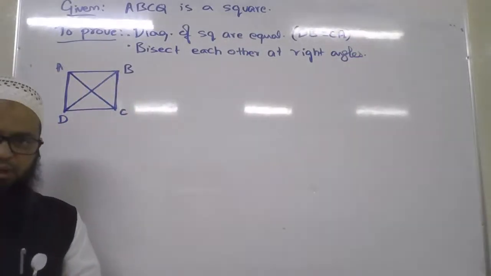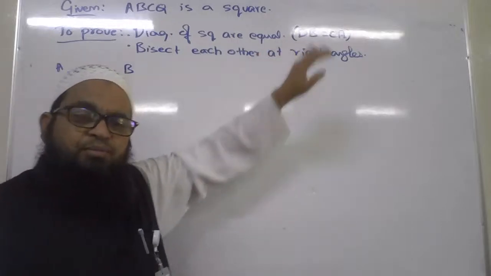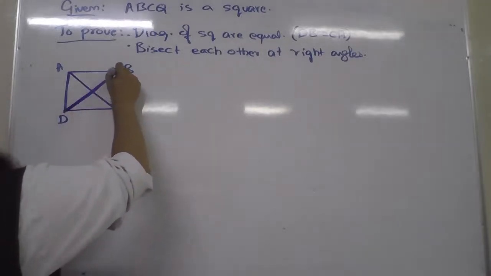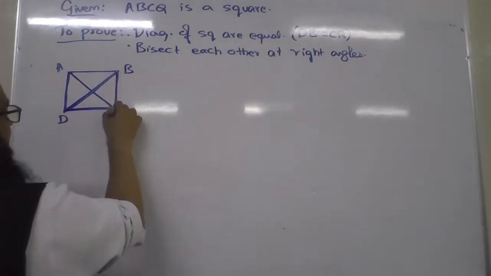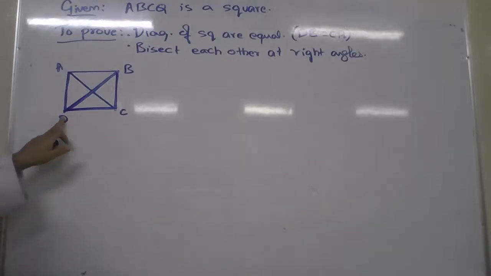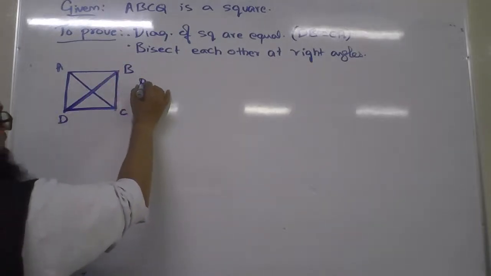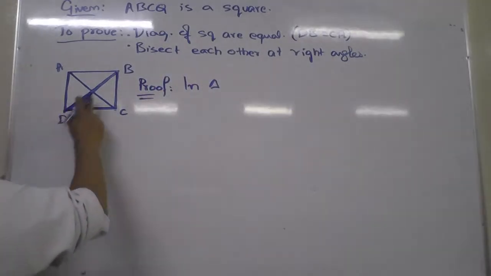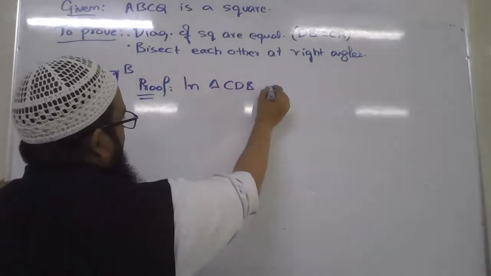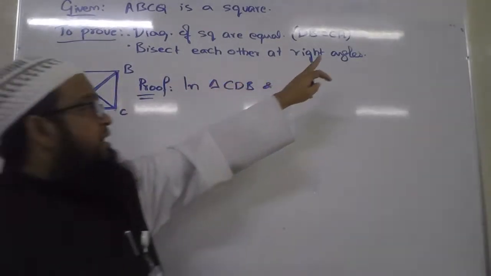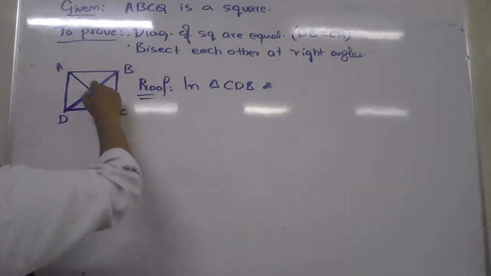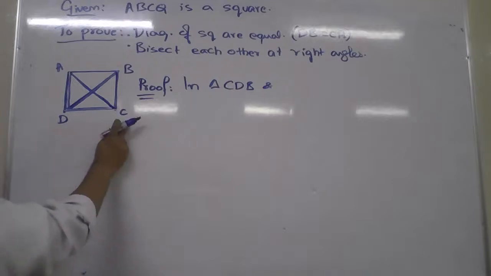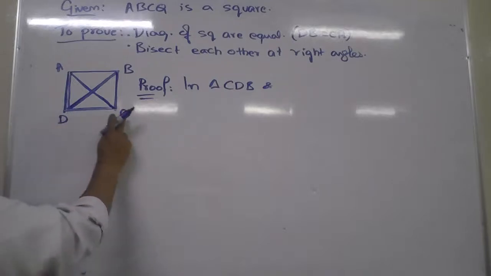Now, how will you prove? Whatever you are going to prove, start from that. So, what is the triangle which is related to DB? If I join D, B and C, what is this triangle called? CDB. Let us go for the proof. In triangle CDB, and what is the triangle related to CA? If I started with C, now start with D: DCA.